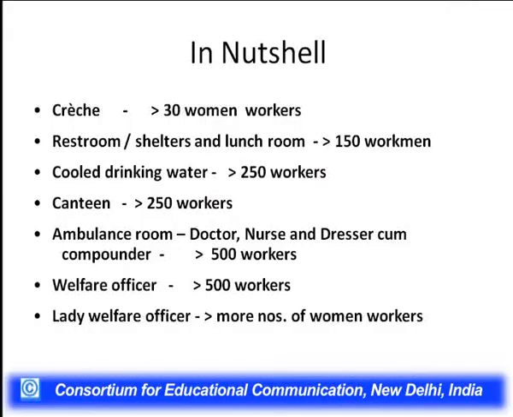Crèches should be installed where the number of women workers exceeds 30; restroom, shelters, and lunchroom facility where there are greater than 150 workmen; cool drinking water where there are 250 workers; canteen where more than 250 workers; ambulance room, doctors, nurses, dressing and compounder where there are more than 500 workers; welfare officer where there are greater than 500 workers; and lady welfare officer where the number of women exceeds the number of men.